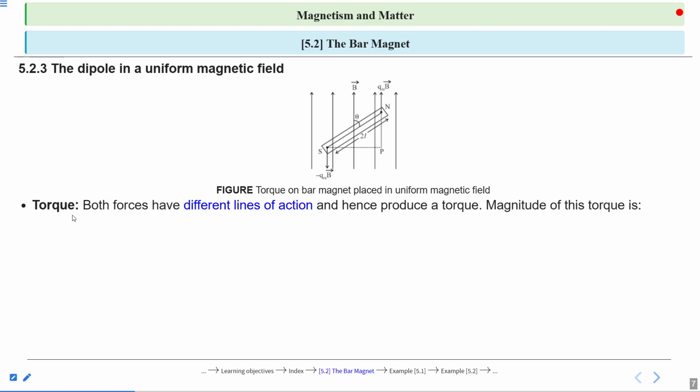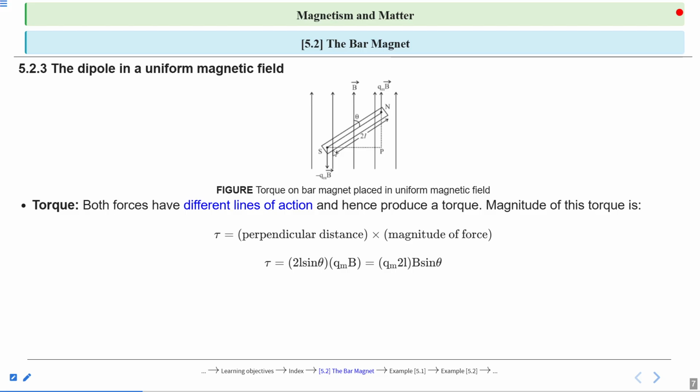So torque. Now we will calculate torque. Both forces have different lines of action and hence produce a torque. So the magnitude of this torque is given by tau is equal to perpendicular distance, this SP, and magnitude of the force. So what is the magnitude of force? Both forces are equal. So magnitude is QM into B.